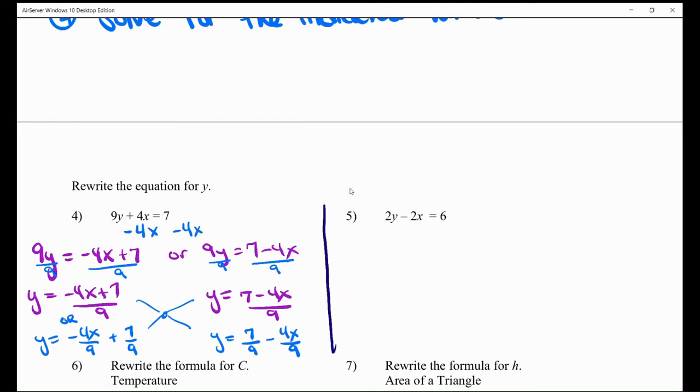So with number 5, we want to undo addition subtraction. So we are subtracting 2x. So we want to add 2x to both sides. Remember, let's try to keep the x term first. Next step is we would undo the multiplication, so we're going to divide both sides by 2. And there's the equation solved for y.